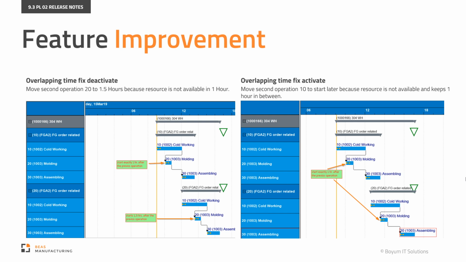When overlapping is deactivated, the system moves the second operation number 20 1.5 hours later because the resource is not available in an hour. However, when the parameter has been activated, the second operation starts exactly 1 hour later because the resource is not available, and so 1 hour is kept in between.